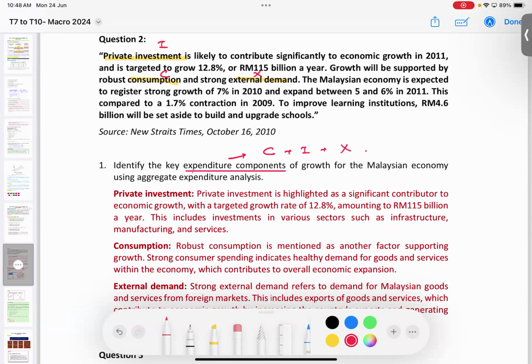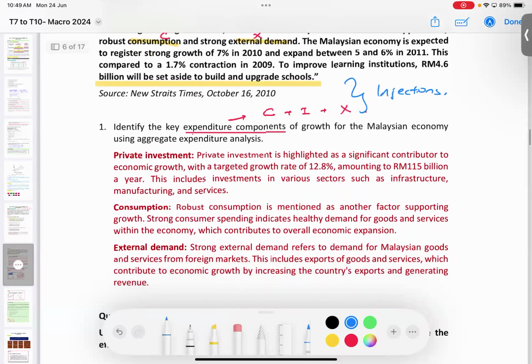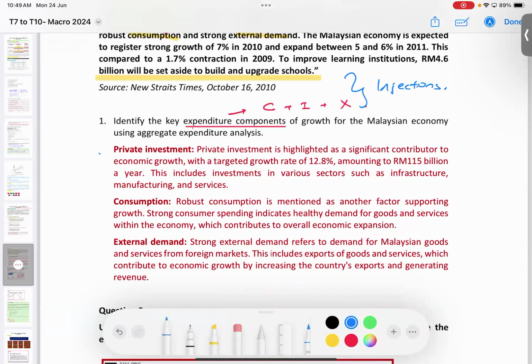Of course, here you can see there is government spending as well, because you can see that to improve the learning institutions, this amount of money is being pumped in as well. Those are injections as well. So if you want to argue that there is government spending, that is also right. So therefore, all this is what we call injections to the economy. Okay, so I put the explanation here as well. So you can identify these 3 components from this scenario itself.